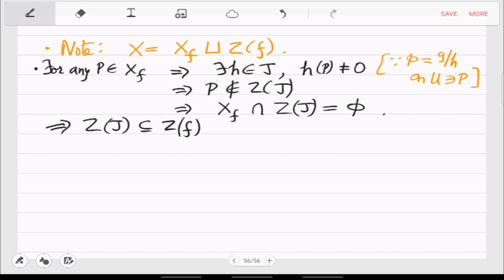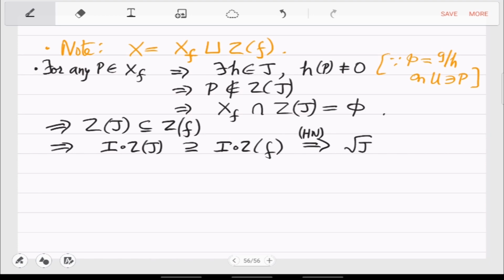Yeah, and on this you can apply the ideal functor. So, I of Zj then contains I of Zf, which will give you what? So, by Hilbert's Nullstellensatz, you get that the radical of J contains F, which means that there exists an R such that F to the R is in J. Is that clear?